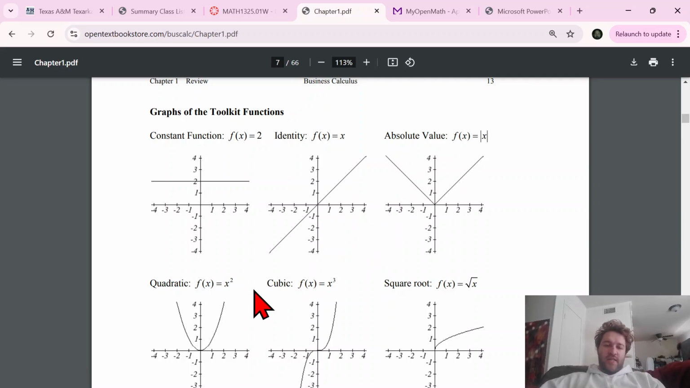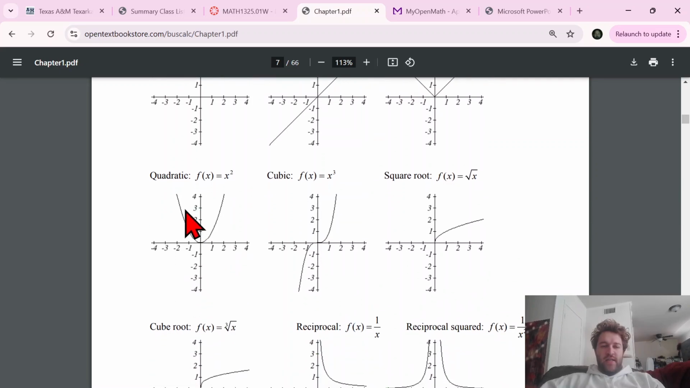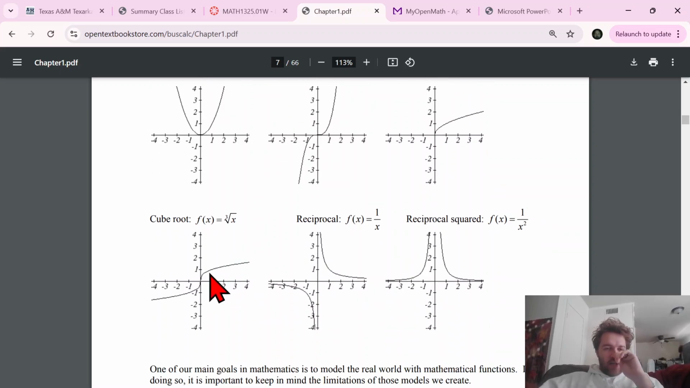Absolute value function looks like this. It's a V shape. Quadratic looks like this. It's a U shape. Cubic is this little swish looking thing. Square root is this one-sided deal that comes out of 0 and goes on forever, very slowly. Cube root, same sort of deal, except it's two-sided. It goes up towards positive infinity and down towards negative infinity.